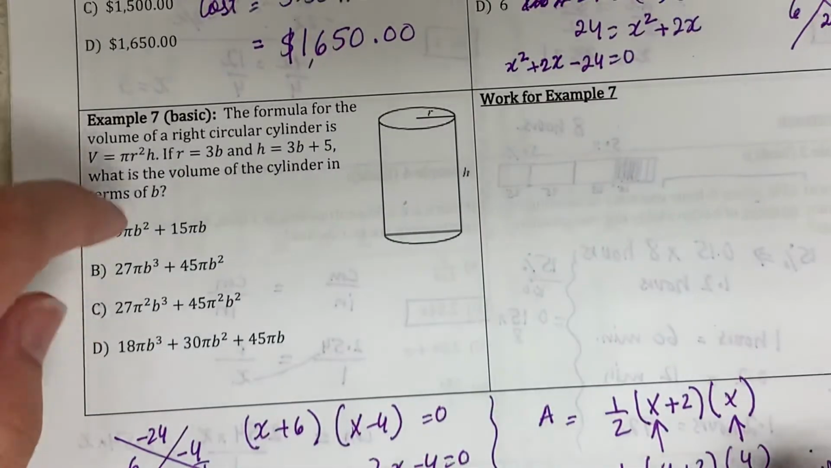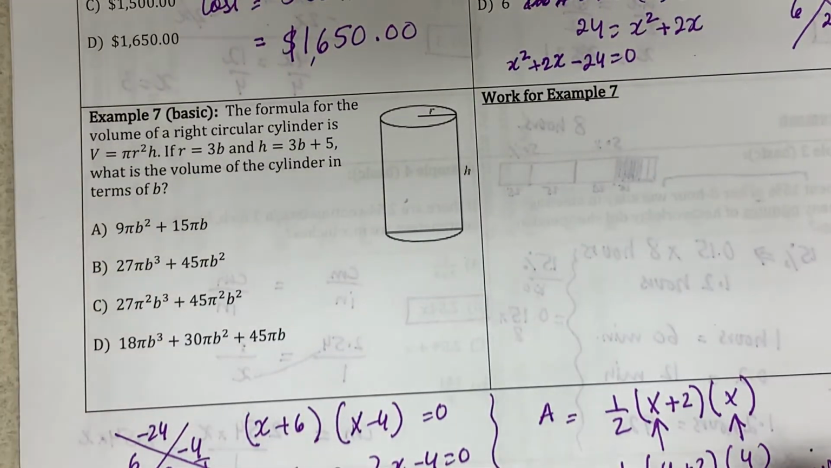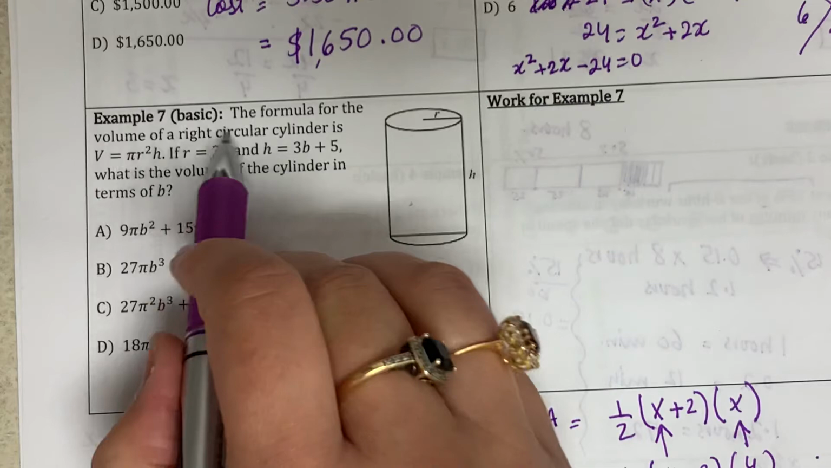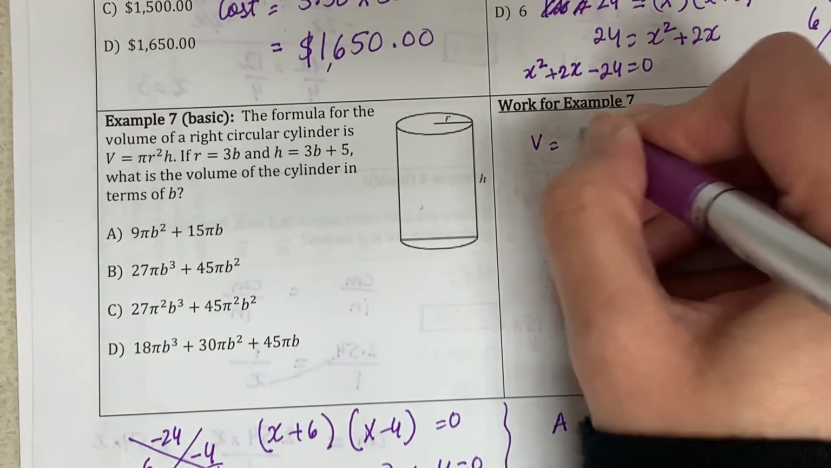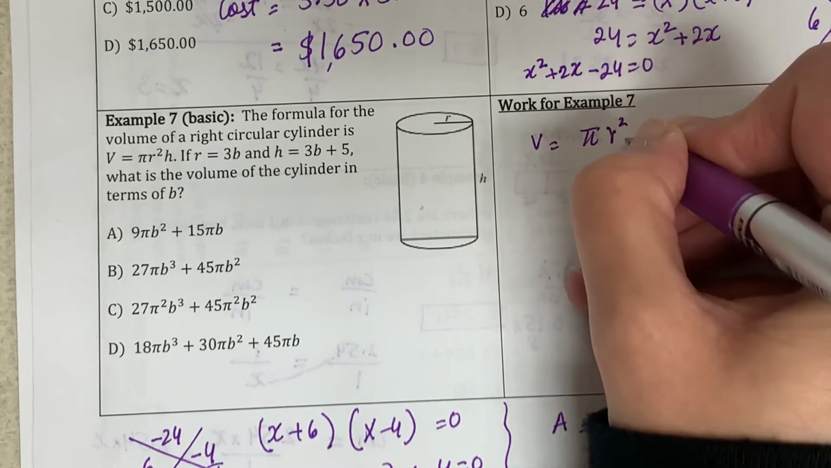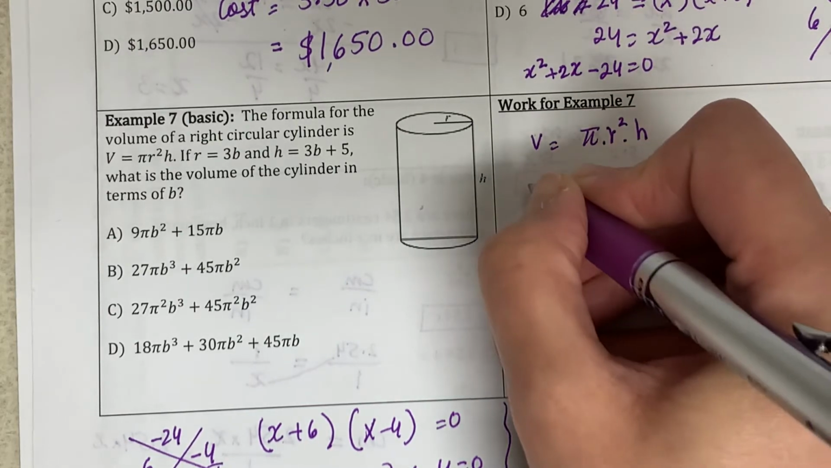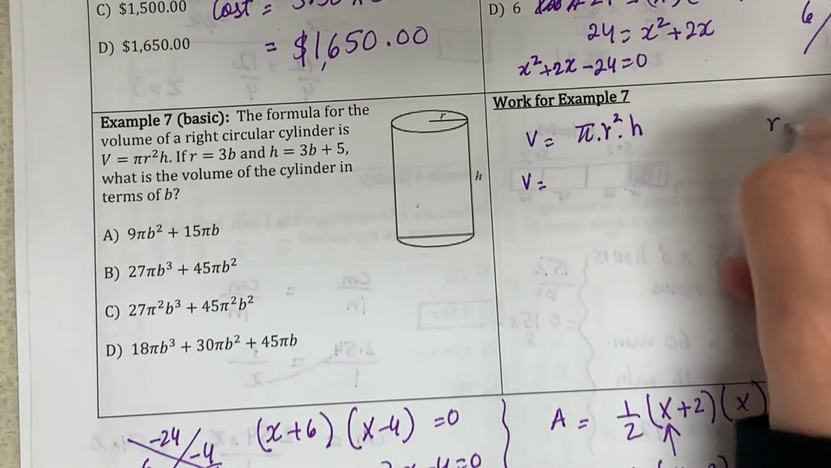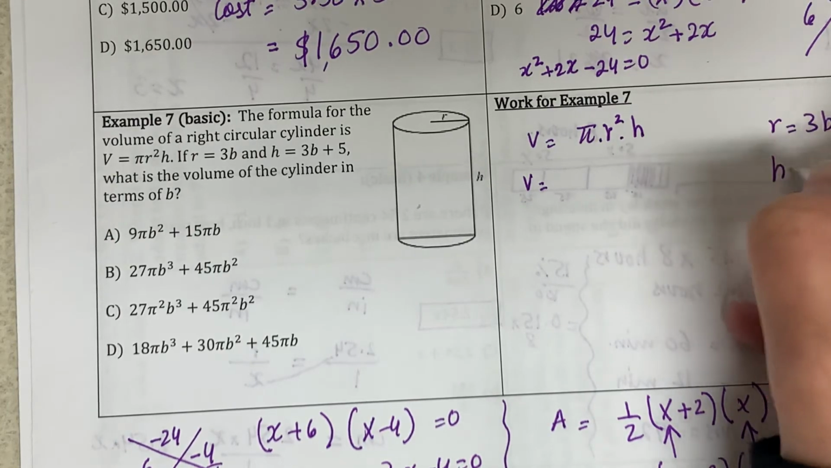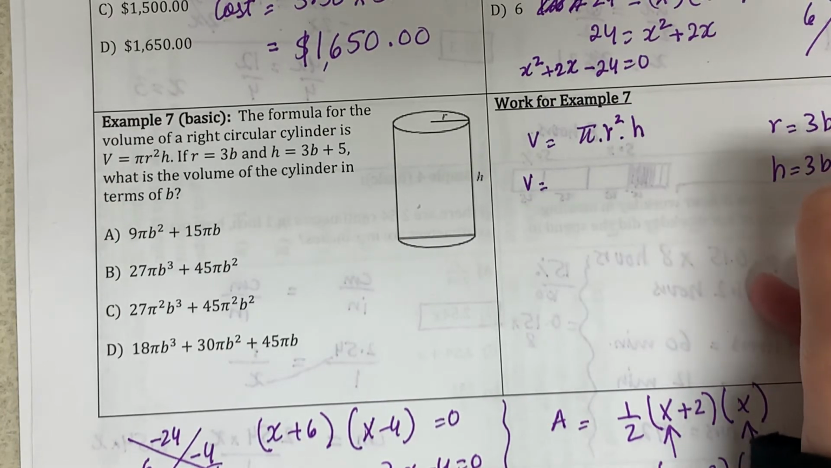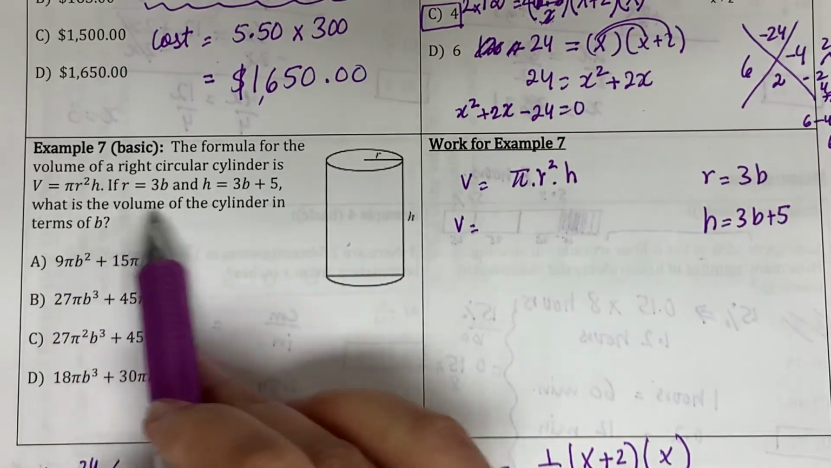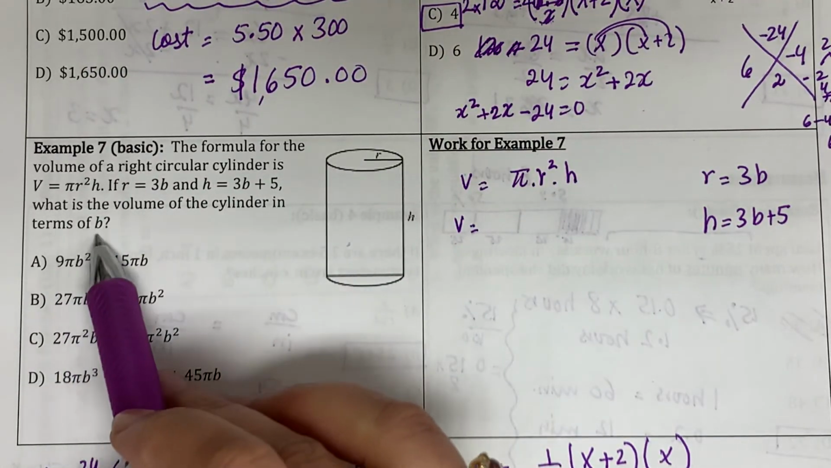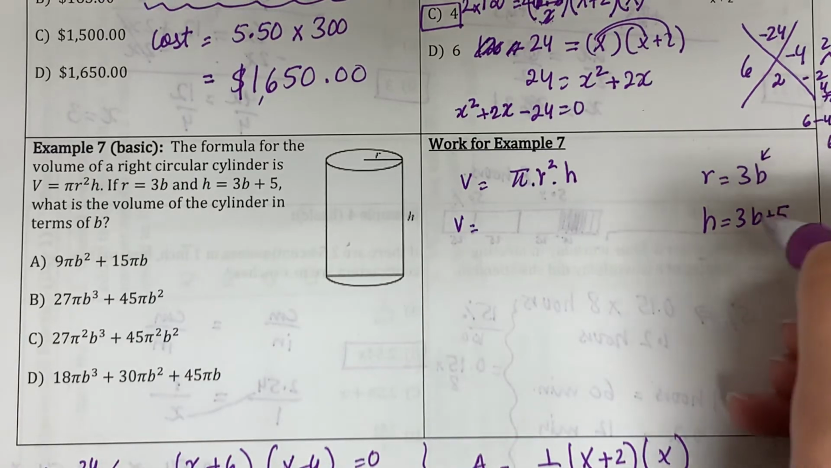Same thing for number 7. I'm going to be plugging in a lot of numbers. The formula for the volume is given as V equals pi r squared h. R is given to you as 3b and h is given to you as 3b plus 5. Now they're asking, what is the volume of the cylinder in terms of B?